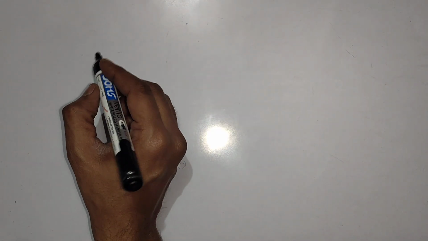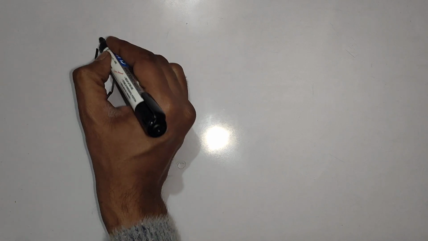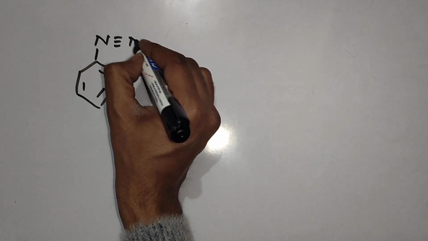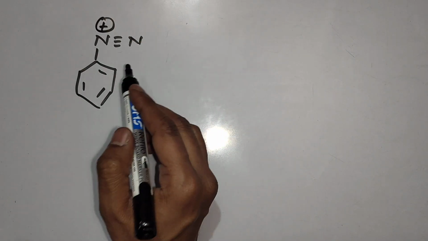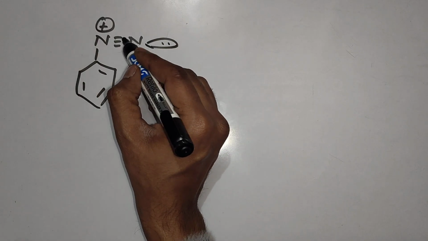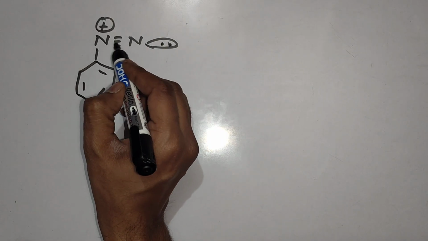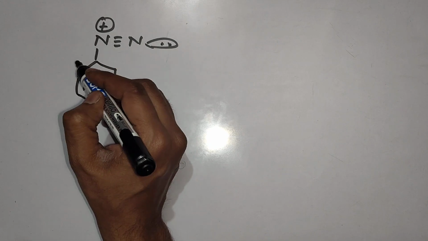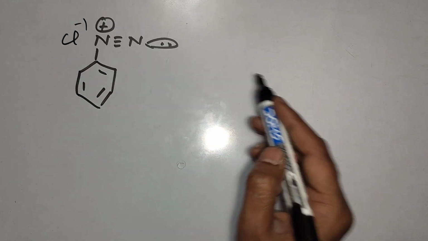Mechanism is just similar to Sandmeyer reaction. Here we have unstable benzene diazonium chloride. Nitrogen, again I am writing these nitrogens. This nitrogen is making a triple bond, so obviously it will carry a lone pair. This nitrogen is making 4 bonds. Out of 4 bonds, 1 is a coordinate bond. That's why it is carrying +1 charge. This +1 charge is balanced by -1.